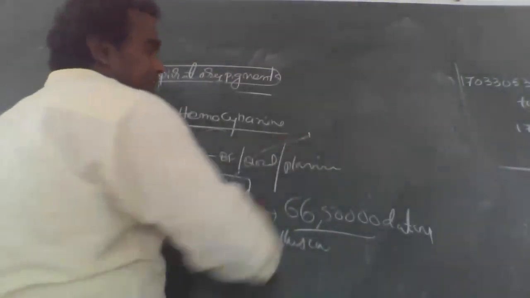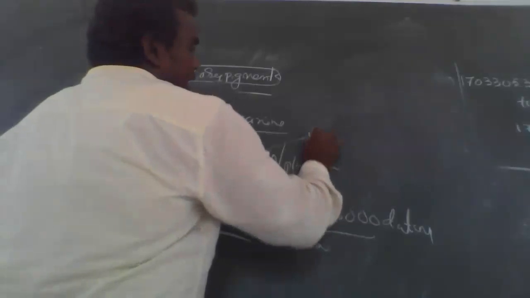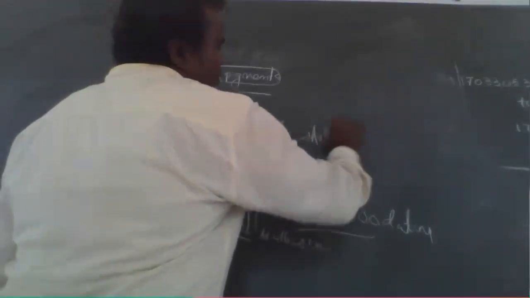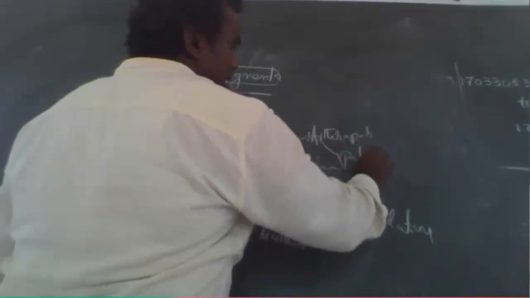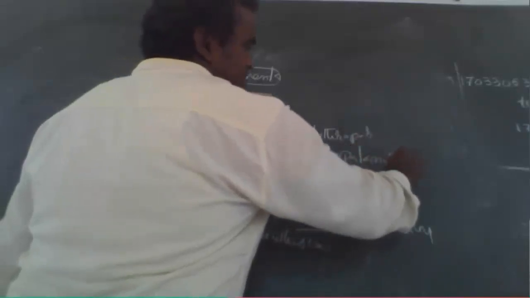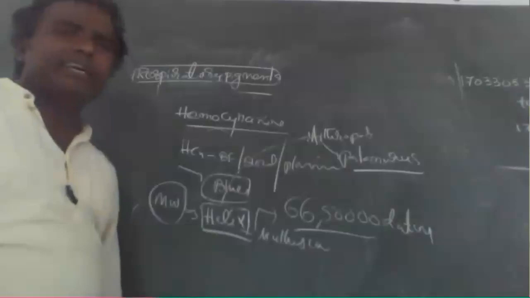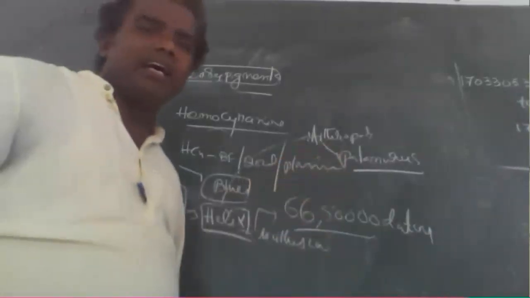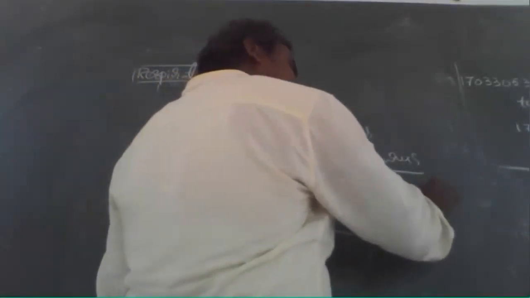Whereas, remember one thing, in an arthropod animal, that is Palinurus, the crab, the molecular weight is 4,47,000.